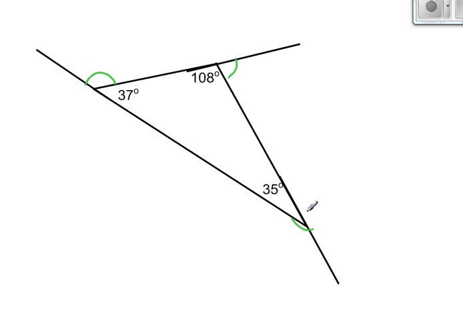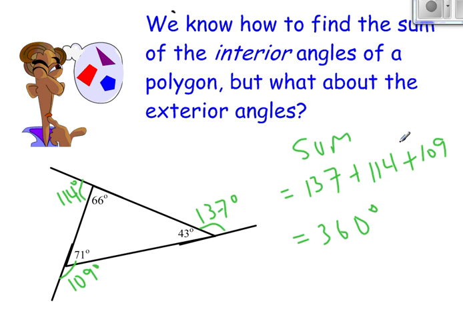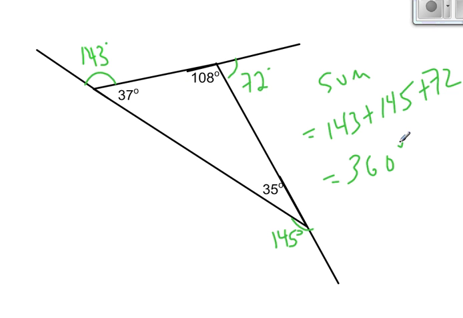So now I can use the 180 rule to find the measures of those angles. So 180 minus 35 is 145. 180 minus 37 is 143. And 180 minus 108 is 72. So what is the sum of those angles? So adding 143 plus 145 plus 72, what does that give us? It gives us, again, 360 degrees. Okay, so it definitely looks like there's something here to the sum of the exterior angles in a triangle.